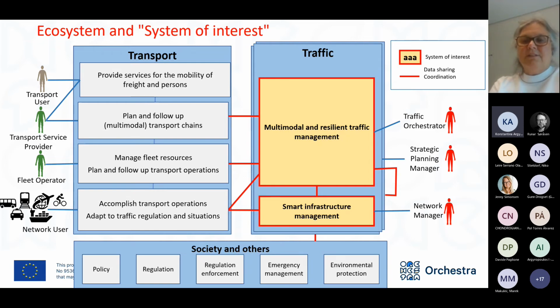So these yellow parts are what we are focusing on, and especially we focus on the role of the traffic orchestrator, what that role has to accomplish and how it interacts with the rest of the ecosystem.